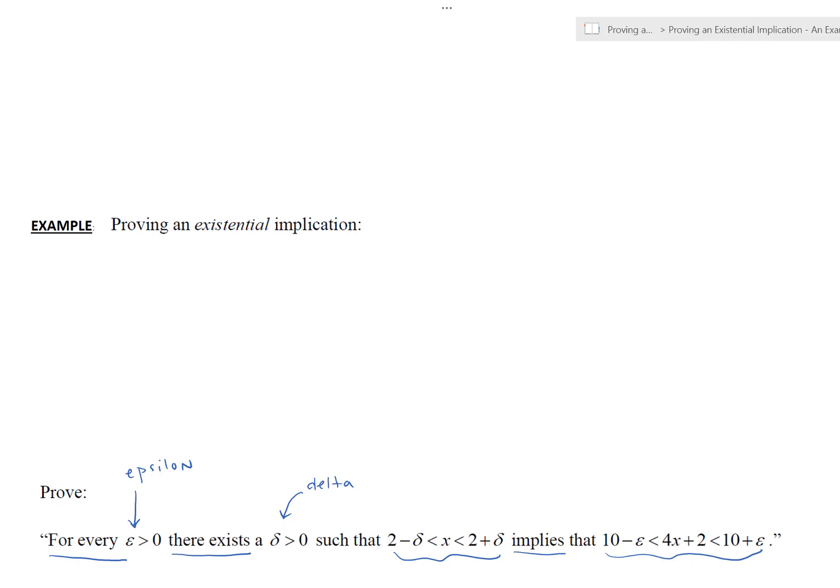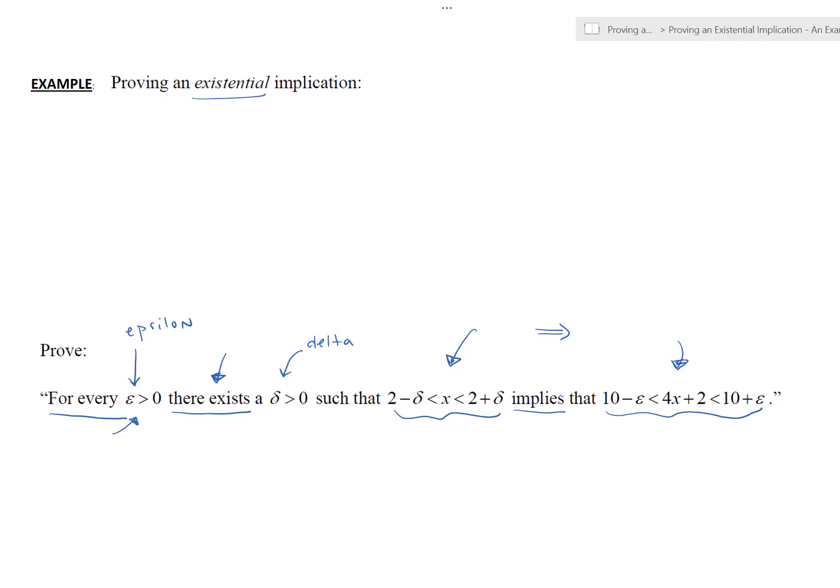So you can figure out what we're trying to do here and why it's called an existential implication. We're saying that for every epsilon bigger than 0, there exists, right? Existential. There exists some other variable, delta bigger than 0, so that this statement right there implies this other statement right there. Hence, we have an existential implication we're trying to prove.